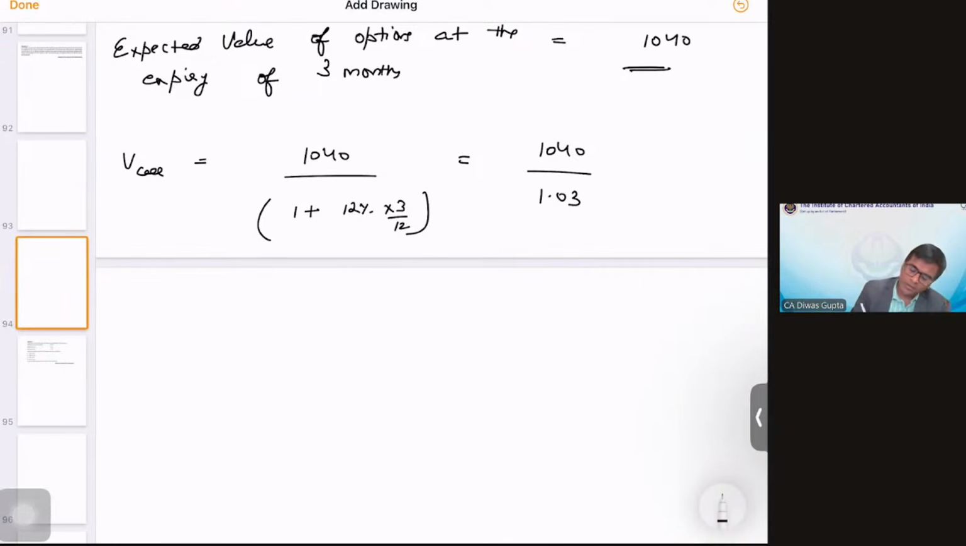Hence, the overall value of call option. No, please check once, Saminathan. The answer should be 1040 divided by 1.03 should be 1009.71, or in the round off, can we say 1010?